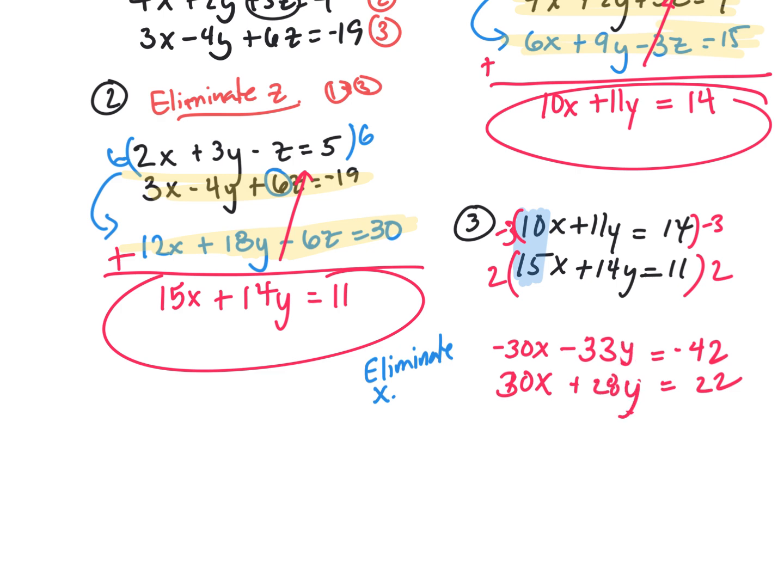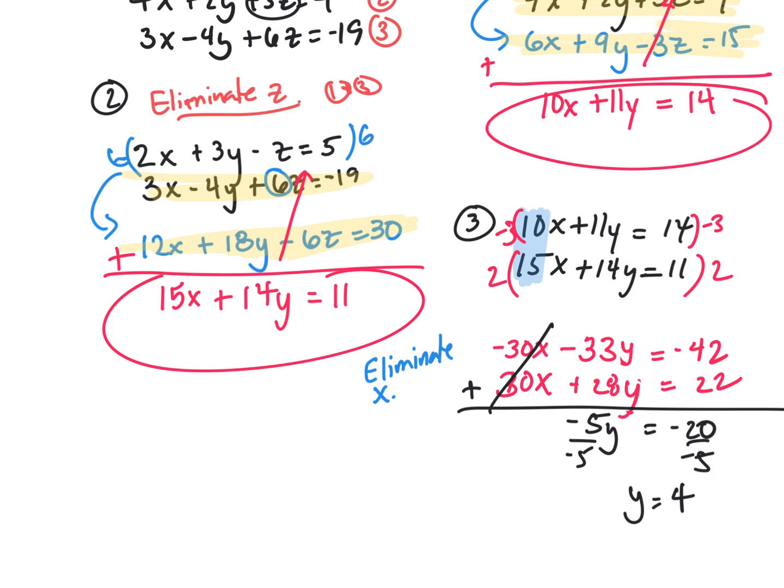To eliminate the x, now all I've got to do is add. This goes away, they're opposites, so negative 33y plus 28y is a negative 5y, negative 42 plus 22 is a negative 20. Divide by negative 5, and we have y equals a positive 4. Okay? So now that we've done that, we're going to take this y and substitute into any one of these two that we have up here, and solve for the x.